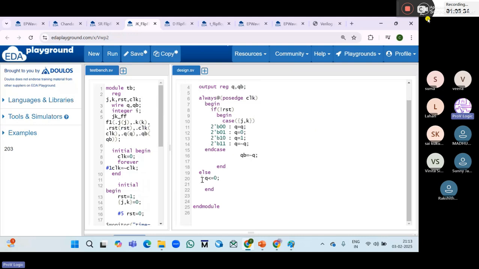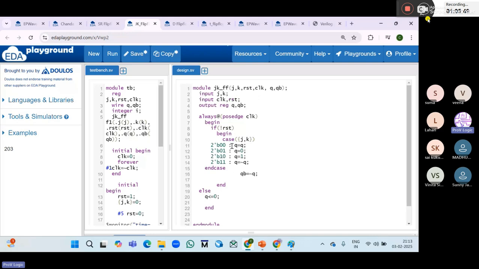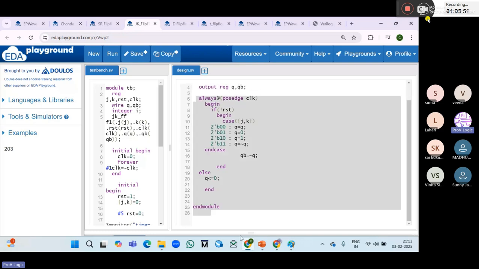Next else. The else case is very important. Why? Because if you don't mention the else case, we'll get latches. Latches is also a separate topic; we will discuss latches later. So this is a somewhat simplified way. If you don't want to use this case, we can also use if else.